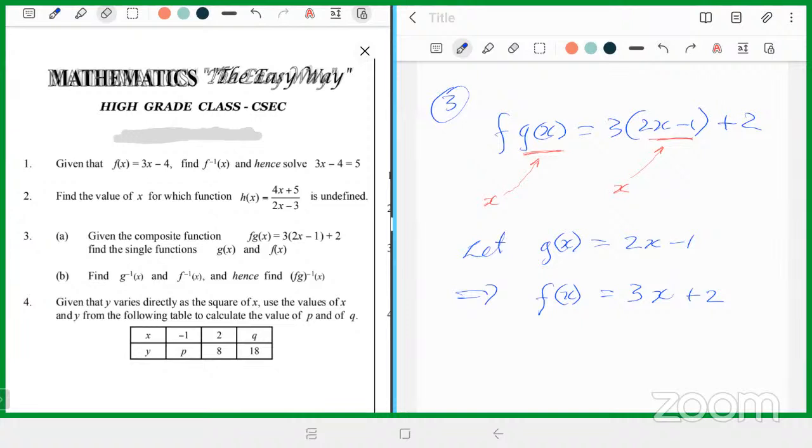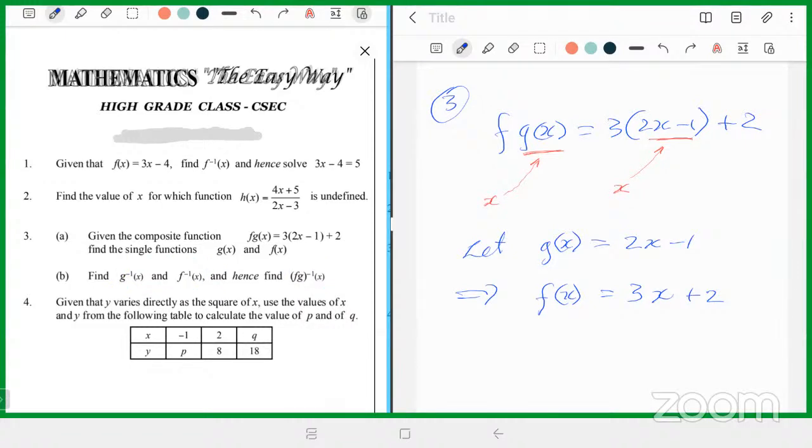All right. Next thing I want us to do in part B of this question right here is to find the inverse of each of them, the inverse of the g and the inverse of the f, and hence find this. The hence means we have to use these two things to find this inverse of a composite function. So I have to know what this thing is equal to in terms of these two. And let's write it down here.